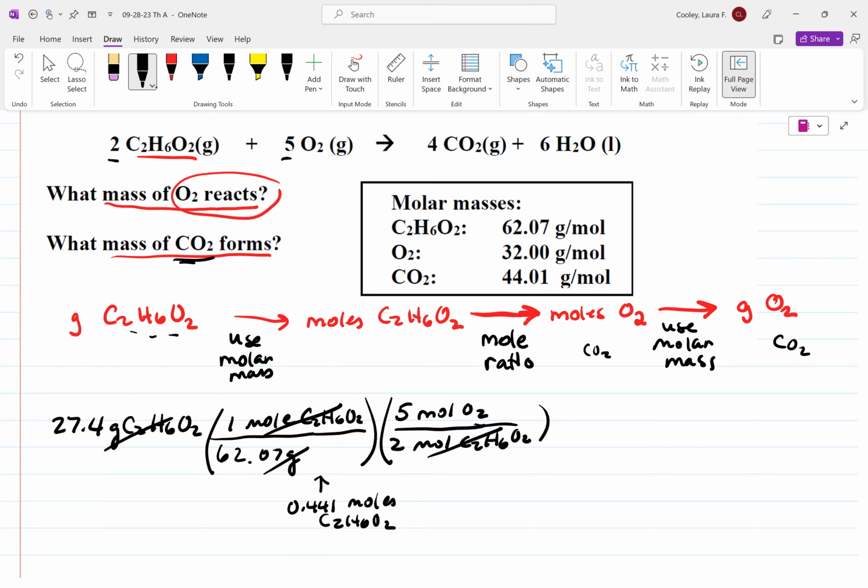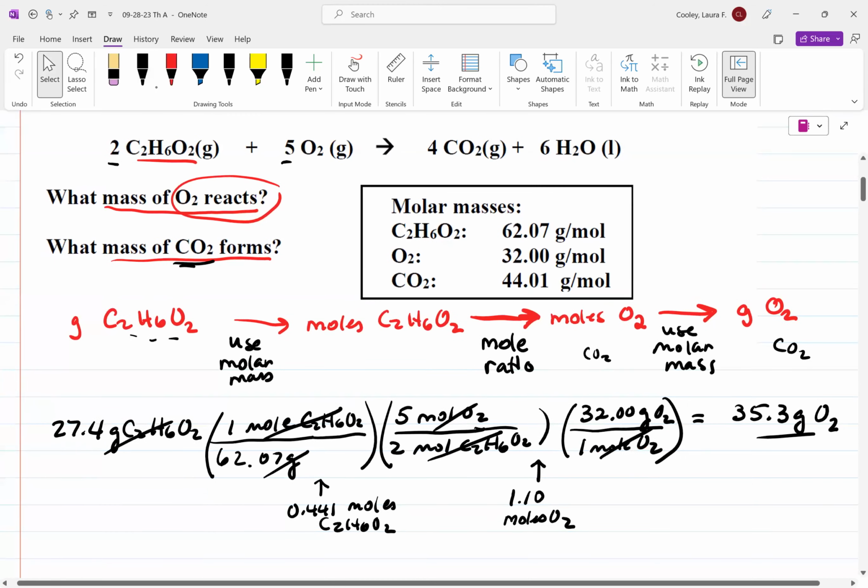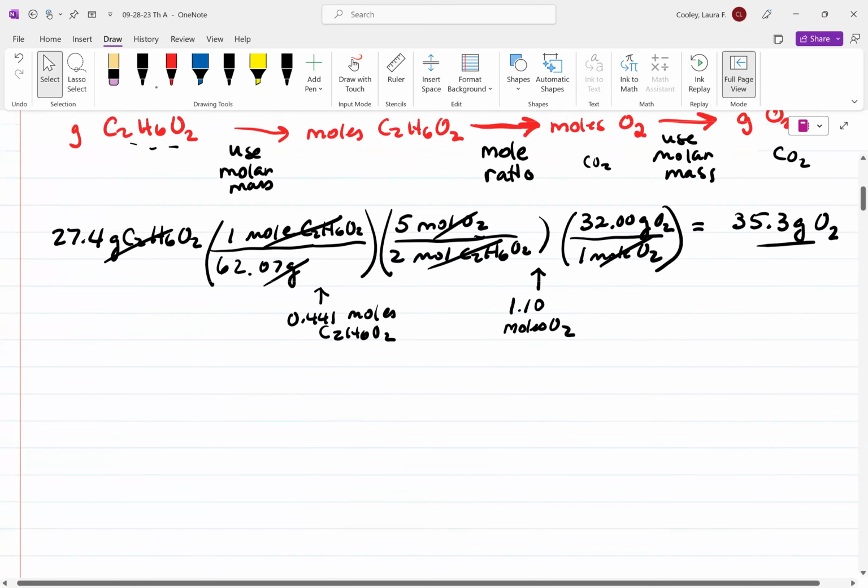So now if I do the calculation here, what will I be calculating? What will my answer be? What will it refer to? Moles of O2, right? And it would come out to 1.10 moles of O2, but I don't want to stop there. I want to convert that to grams. So my moles of O2 cancels, and when I do the math here, it comes out to 35.3 grams of O2. I saw that a lot of people had that answer, so I was happy to see that.